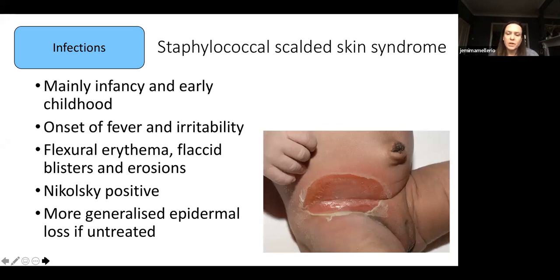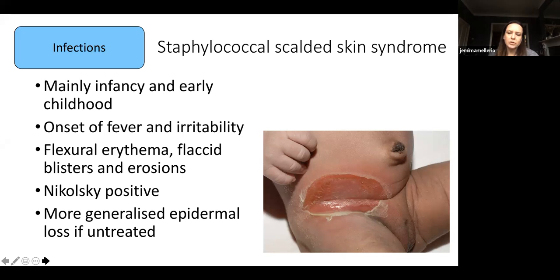Now, I realise I should be covering some emergencies, and the things I've spoken about before have not been so much of an emergency, but this is a condition that's important to recognise, and that is staphylococcal scalded skin syndrome. So this is something that we see mostly in infants and in early childhood. It can occur in older people, but it's predominantly something that you would see in young babies and children.